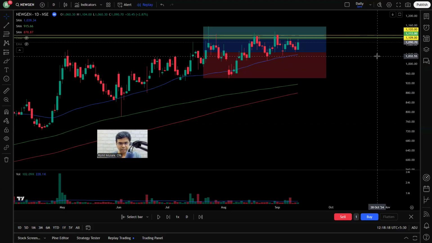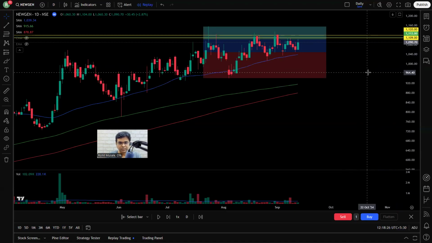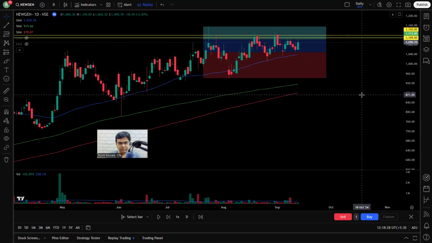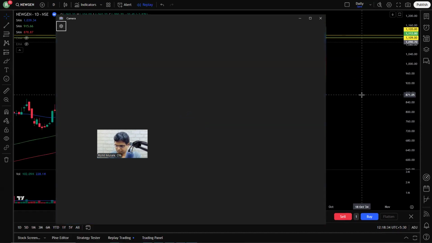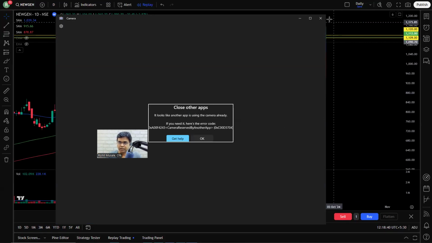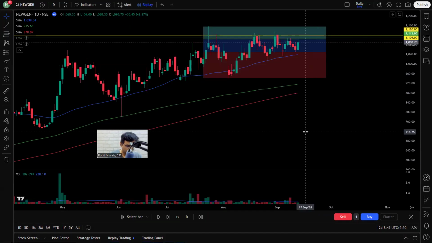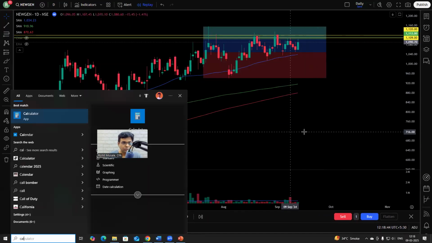So let's calculate our stop loss. What is our stop loss level? It is going to be 8% below the green line. That means 92% of the green line is our stop loss. So let me open the calculator. Earlier, I used to show you this calculator, but I want to show it to you here now. I want to show you the calculator.